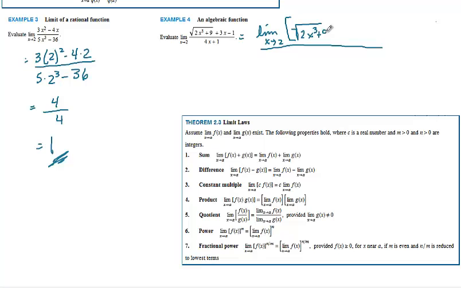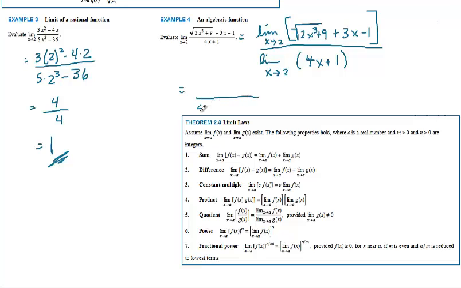2x cubed plus 9 plus 3x minus 1. Denominator, limit as x goes to 2 of 4x plus 1. Now, that denominator I can substitute, because this is a linear function. So I can just plug the 2 in there, and I can probably go ahead and let you know what that denominator is. Let's see, 4 times 2 is 8 plus 1. That's going to be a 9 in that bottom.